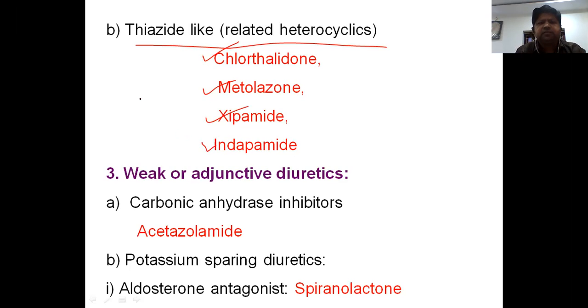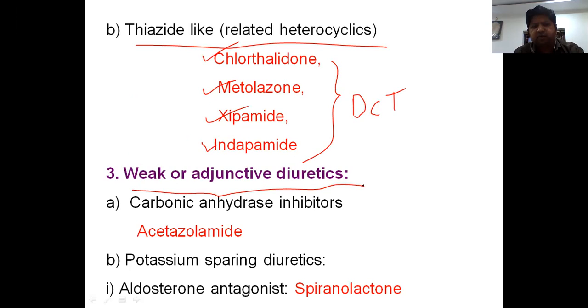The mechanism of action remains the same. Even these drugs will act on the distal convoluted tubule. So next comes weak or adjunctive, supportive diuretics. In that you have three categories. The first one is carbonic anhydrase inhibitors, which is what we call acetazolamide. Acetazolamide is a carbonic anhydrase inhibitor.